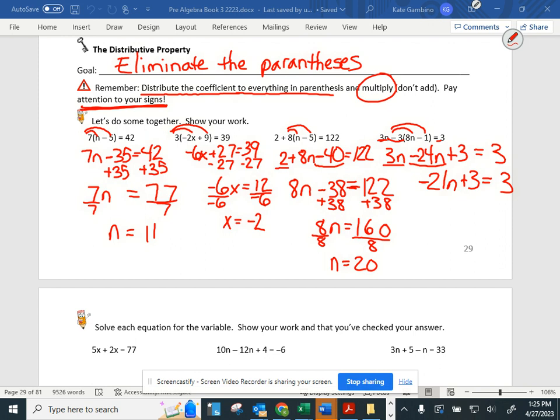Now I've done all my simplifying. I did the distributive property. I combined my like terms. Now I go into my opposites. Plus 3 is minus 3. So I get negative 21n equals 0, because 3 minus 3 is 0. So negative 21n divided by negative 21, n equals 0.